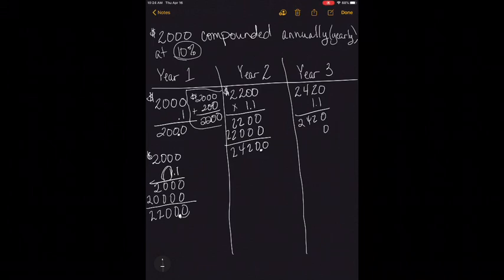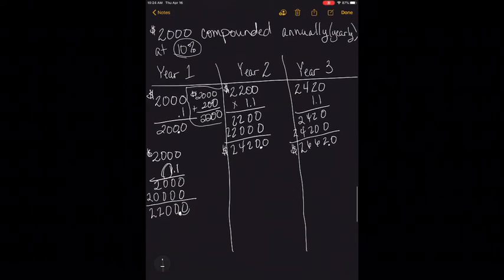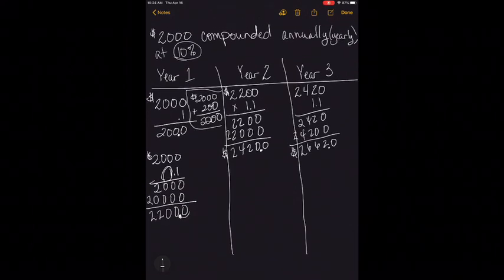Well, we multiply again by 1.1. Should have come over further, I guess. 2, 6, 6, 2. All right, so at the end of 3 years, she has $2,662.